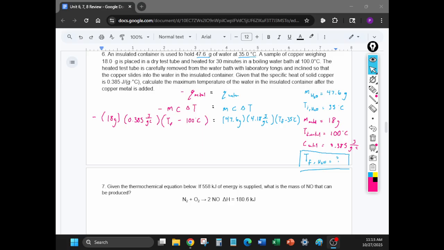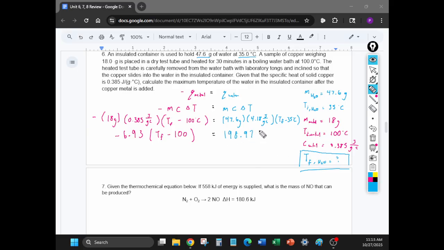Okay, so let's start with the left side of the equation. So first thing we're going to do is 18 times 0.385. Okay, so you should get 6.93. So on the left side, you should get negative 6.93, and then TF minus, and I'm going to drop the degrees Celsius because the answer is going to be in Celsius. Okay? All right, so good with the left side? Okay, right side, we're going to do 47.6 times 4.18, and that's going to give us 198.97.